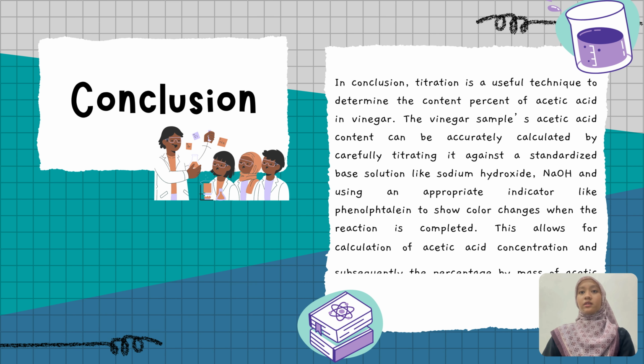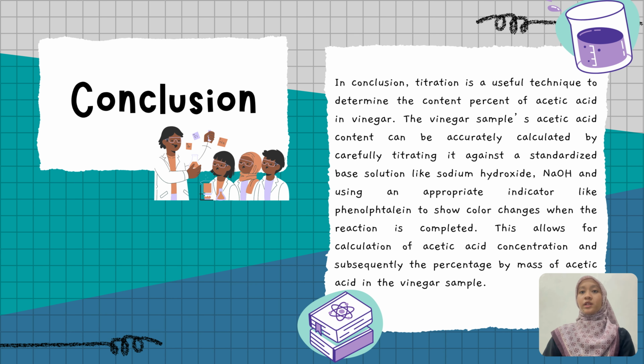In conclusion, titration is a useful technique to determine the percent content of acetic acid in vinegar. The vinegar sample's acetic acid content can be accurately calculated by carefully titrating it against a standardized base solution like sodium hydroxide and using an appropriate indicator like phenolphthalein to show color change when the reaction is complete. This allows for calculation of acetic acid concentration and subsequently the percentage by mass of acetic acid in the vinegar samples.